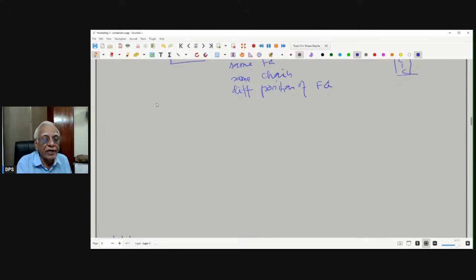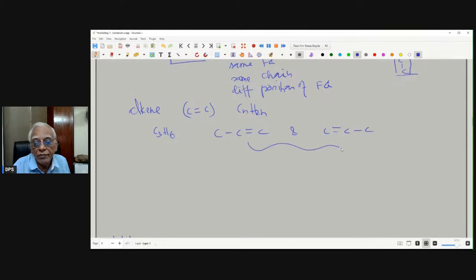Now, let me take examples for the alkene. Alkenes are compounds containing a carbon-carbon double bond. What is the general molecular formula? CnH2n. If it is C3H6, there is only one structure here. There are no two structures, because you might think, sir, I put one double bond here, and why not put the double bond here? Please remember, they are one and the same compound, because they have the same IUPAC name, and we have to indicate the position.